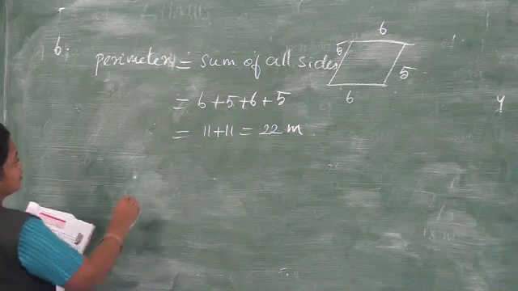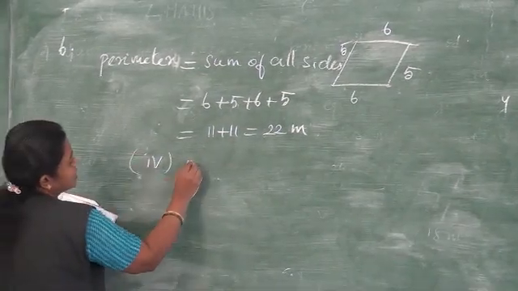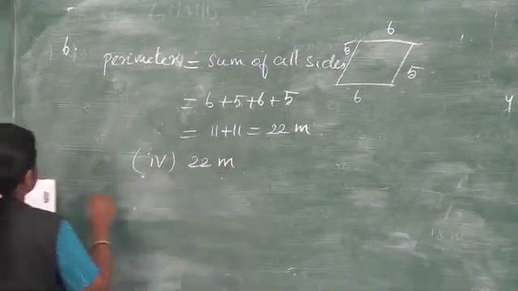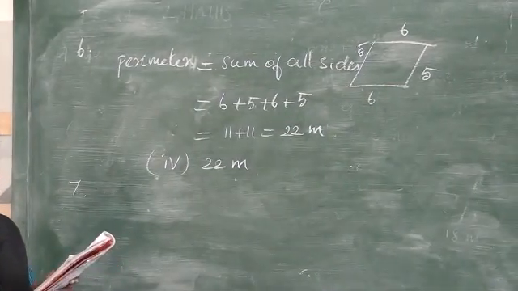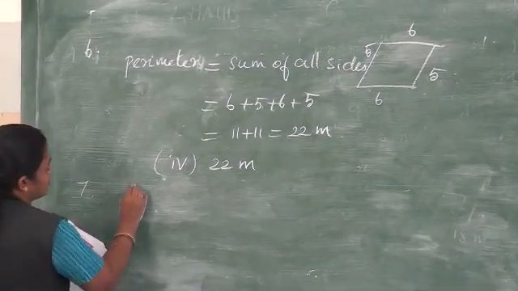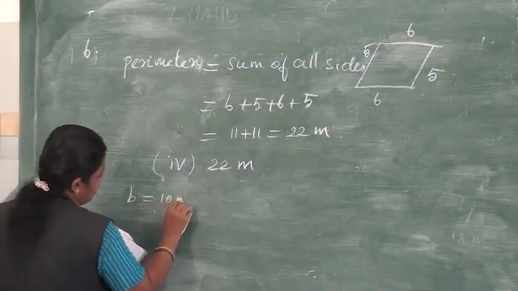Fourth option is given to us, 22 meter. Now the seventh one: the area of a parallelogram whose base is 10 meter.